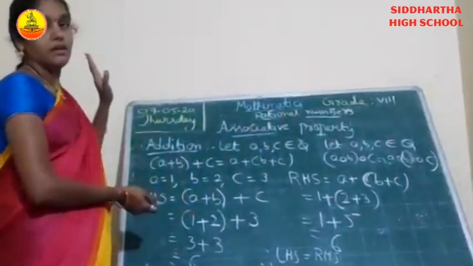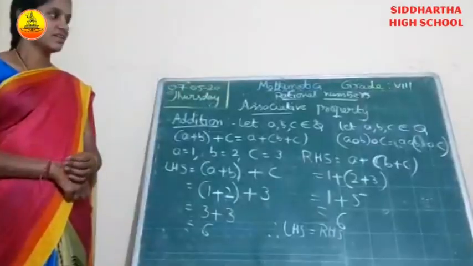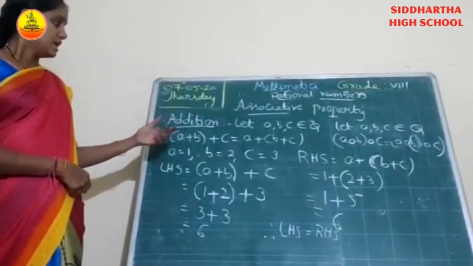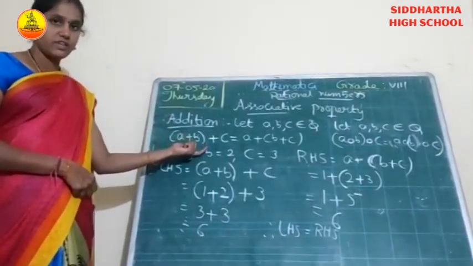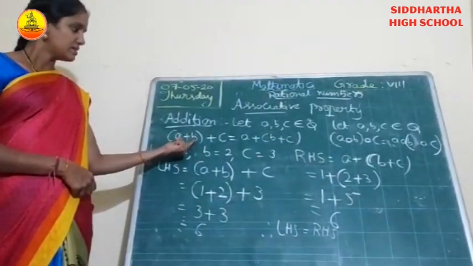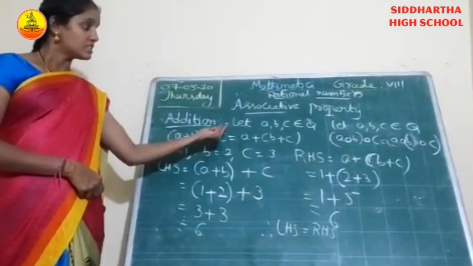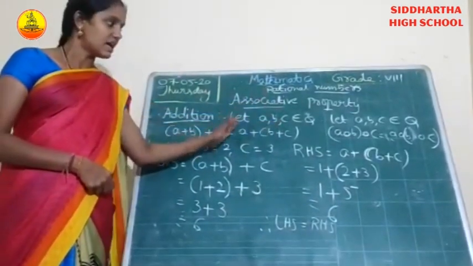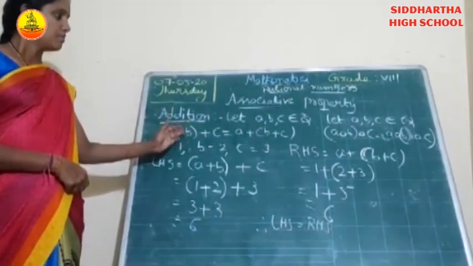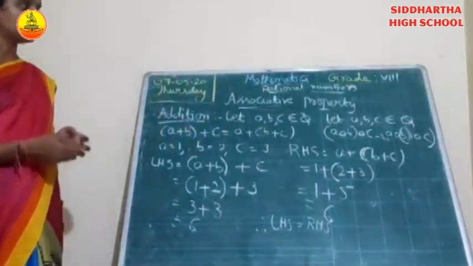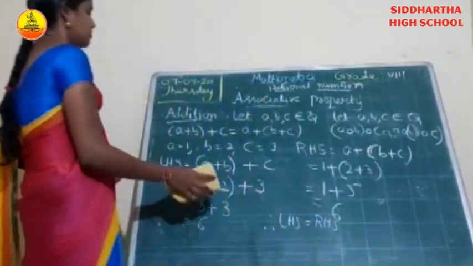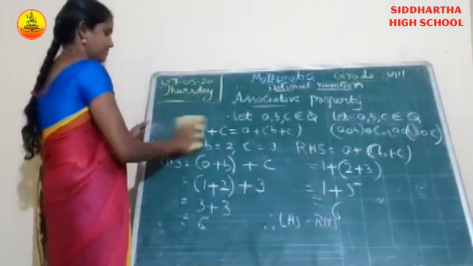Did you understand? Okay children, did you understand? So even if the order of the brackets is different, that means here first we are adding A and B, then the result is added to C. Here first we are adding B and C, the result is added to A. Even if the order of the brackets is different, both are the same. So this is the associative property under addition. Now, associative property under subtraction.